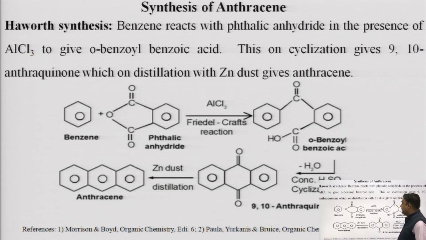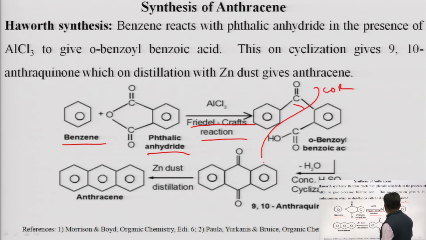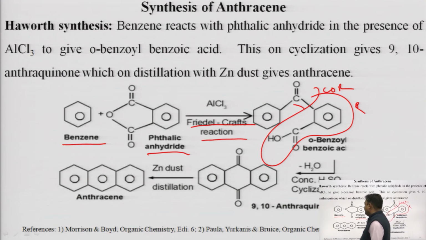The Hoover synthesis we have already discussed, but again we can discuss it. In benzene, we are using it as a starting product, and phthalic anhydride we are using. Then we use AlCl3, which is a Lewis acid. In the presence of that, a Friedel-Crafts acylation reaction is going on. So COR, this whole portion is R. So acylation is occurring. What is happening?